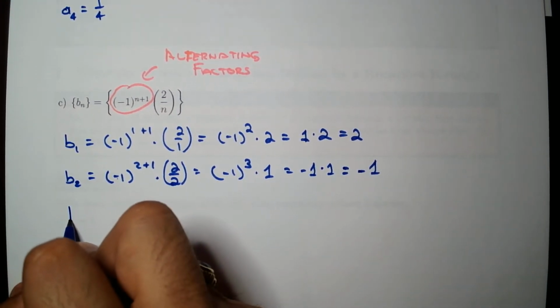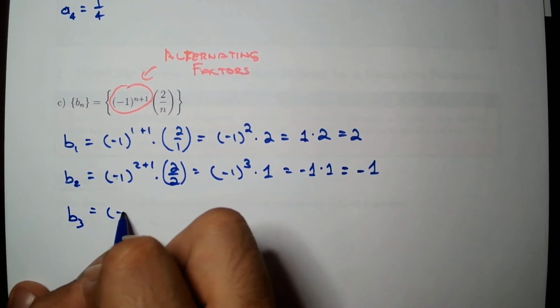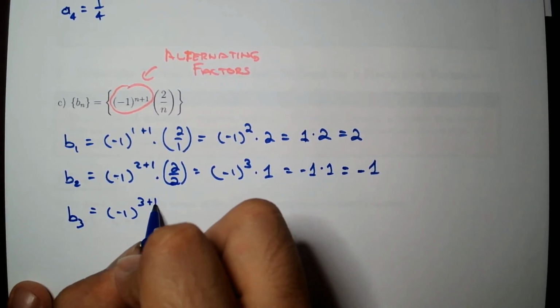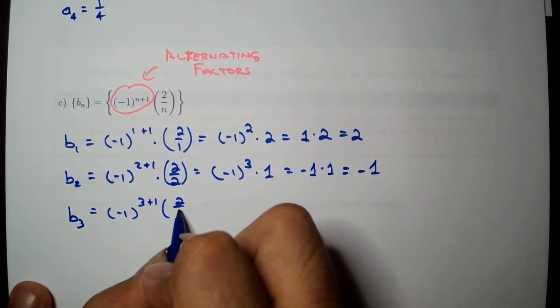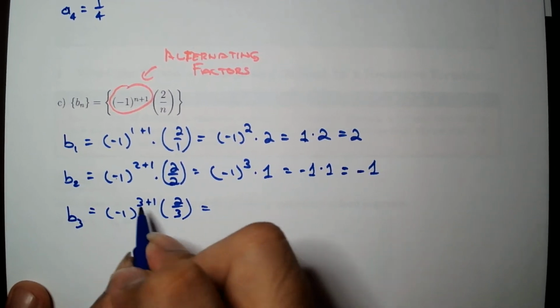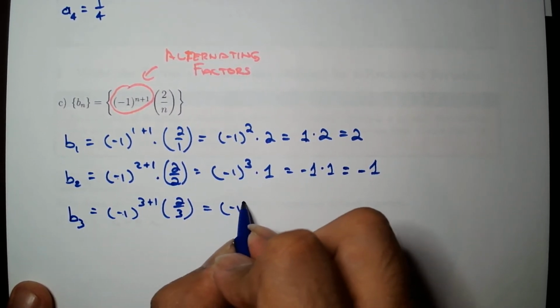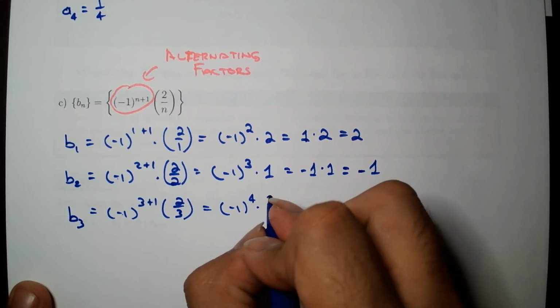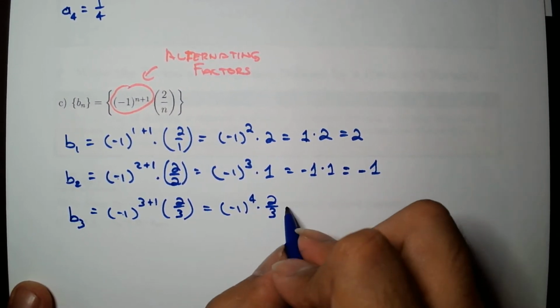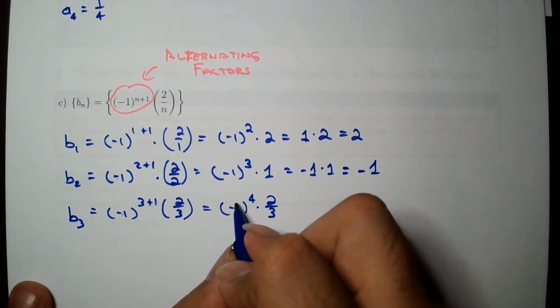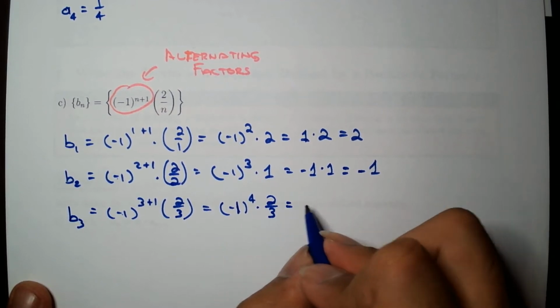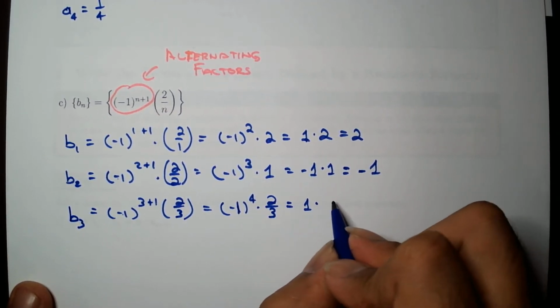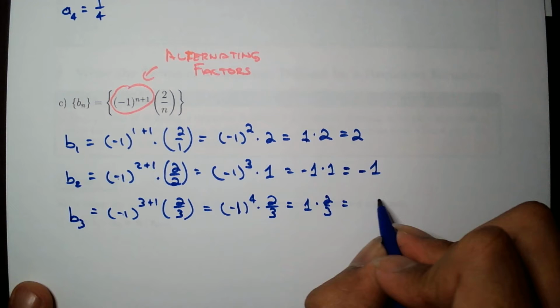B sub 3. -1 to the 3 plus 1, times 2/3. So that's -1 to the 4th power times 2/3. And -1 to the 4th power is going to be positive 1 times 2/3. That's 2/3.